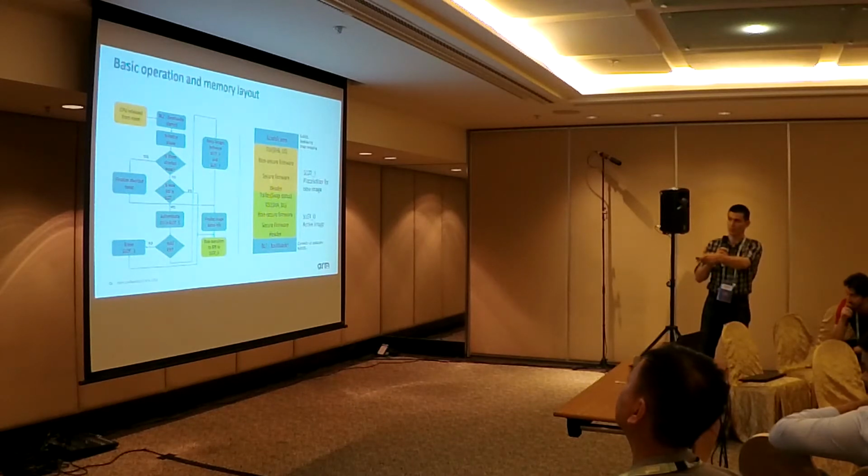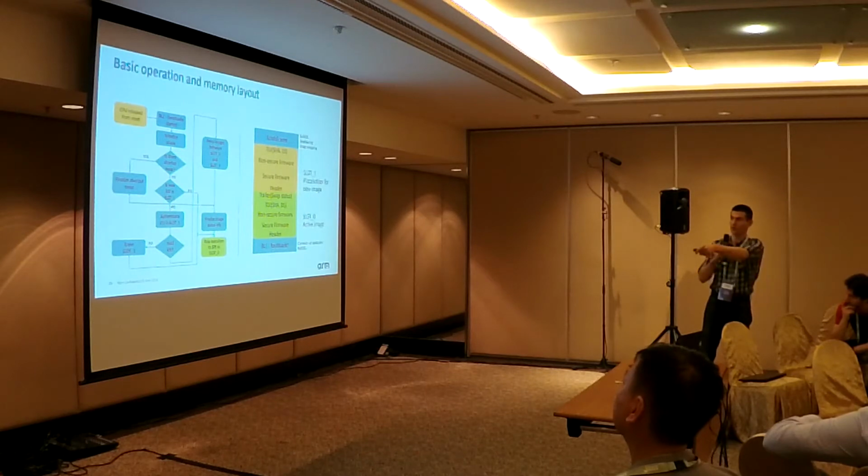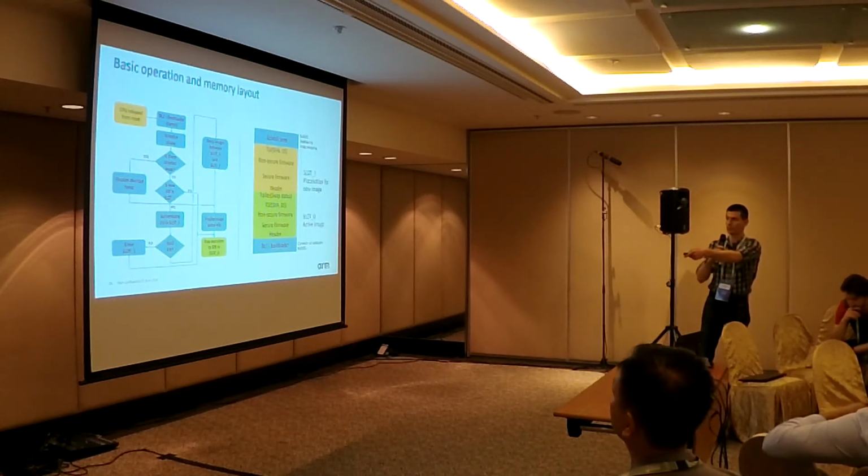Okay, so your active image is running from this memory space. You want to do an upgrade. You have an upgrade client which will download the new software, and it must place it somewhere. We have a secondary memory slot which is equal in size to the first one, and the new image will go to this place here.